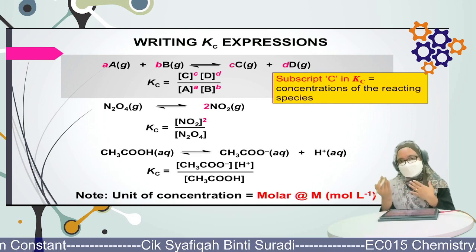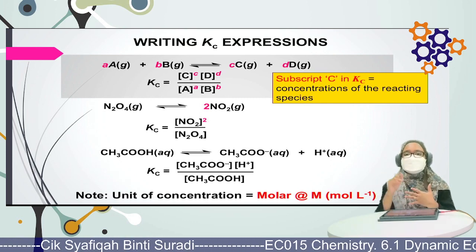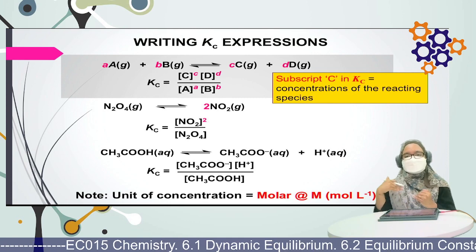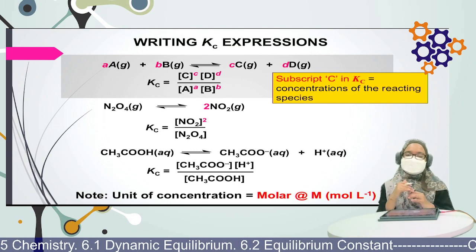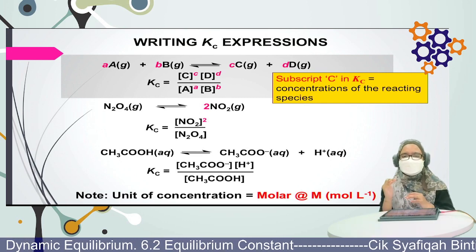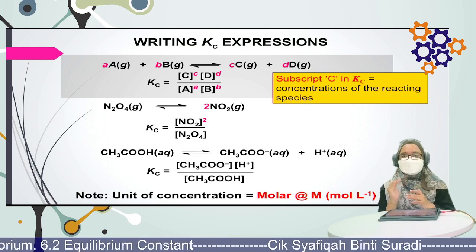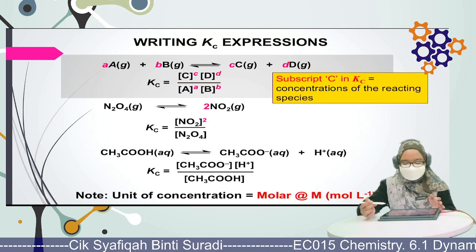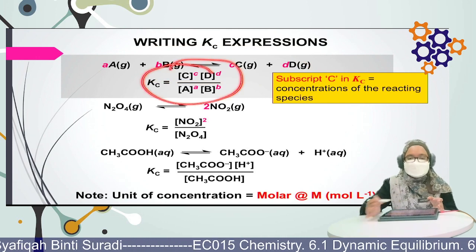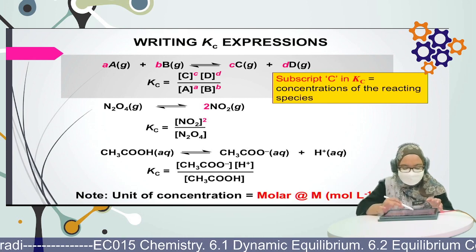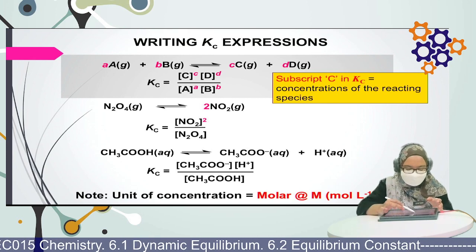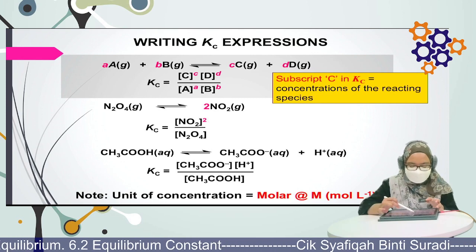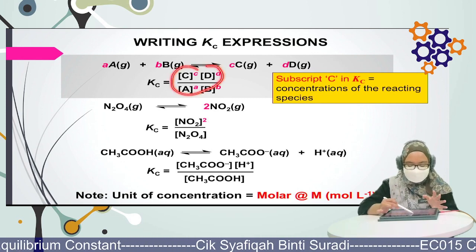Yang pertama kita express equilibrium constant in terms of concentration, dan yang kedua kita express equilibrium constant in terms of partial pressure. So now ni kita nak tengok dulu macam mana kita nak write equilibrium expression in terms of concentration. Contohnya kita ada this general reaction aA plus bB to form cC plus dD. Kita dah tulis kita punya equilibrium constant punya expression. So, [C]^c times [D]^d, divided by [A]^a times [B]^b.